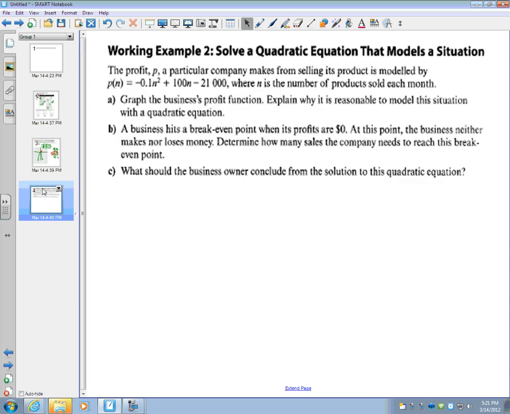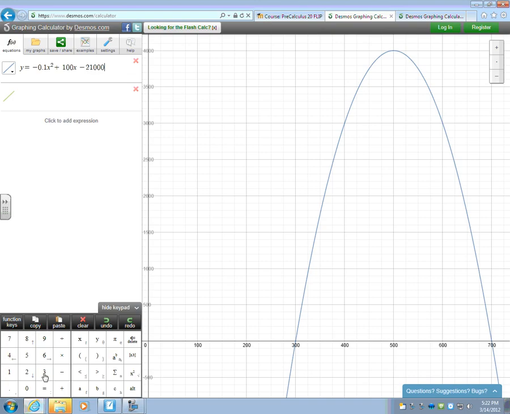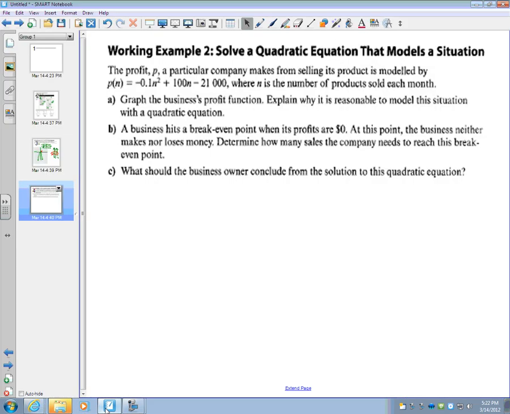the profit a particular company makes from selling its product is modeled by P of n equals negative 0.1 n squared plus 100n minus 2100, where n is the number of products sold each month. Graph this and explain why it's reasonable. Okay, I graphed this here. Now this one would be a little tough to do on a regular graphing calculator. It's going to be a lot of zooming. But here I have it graphed. And the question asks, explain why it's reasonable to model it.